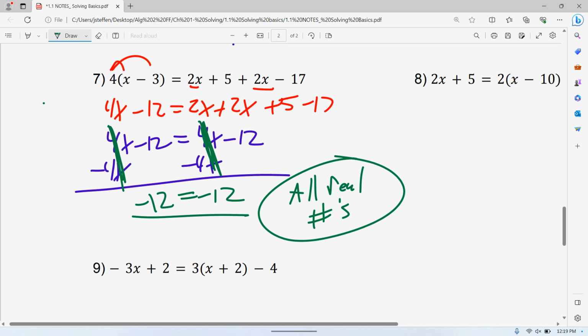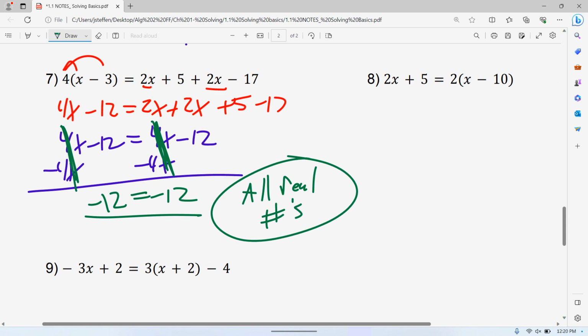400 minus 3, multiply that by 4, 2 times 400 plus 5, plus 2 times 400 minus 17. Those will be the exact same number. That's the whole idea. All real numbers means any number you plug in will make that work.